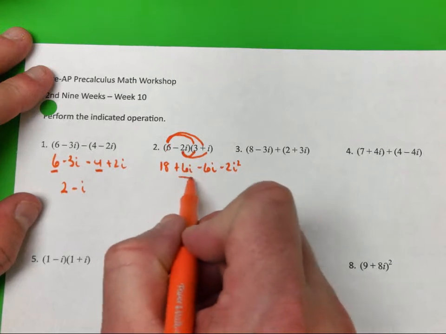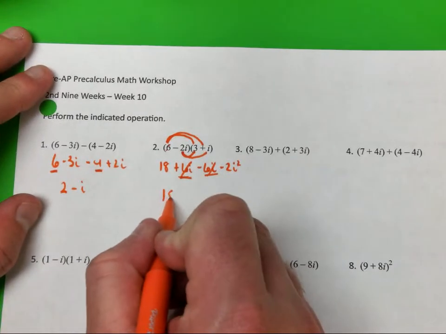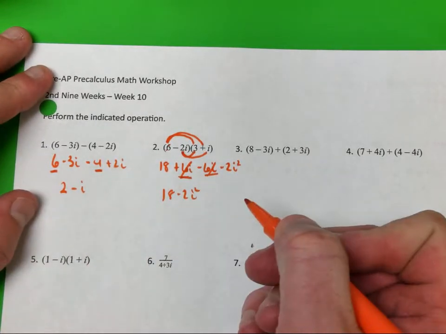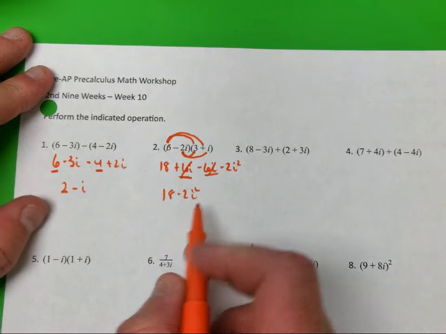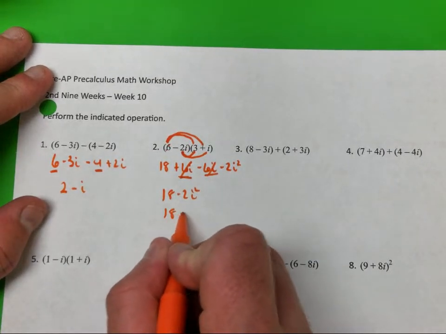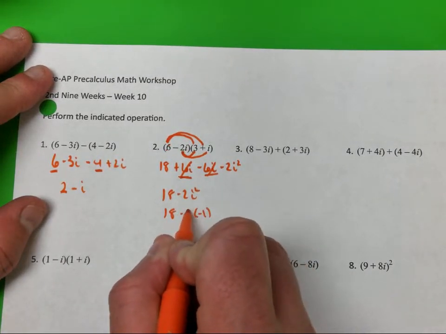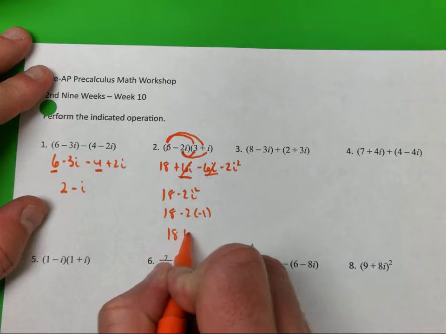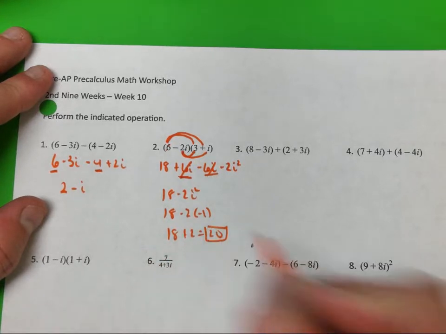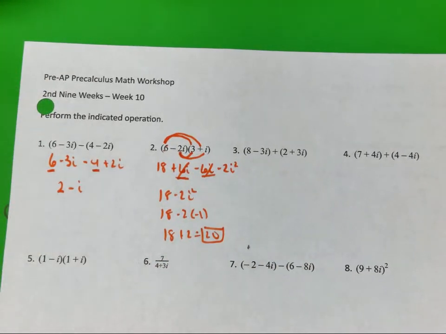Alright, these middle terms are going to cancel out. So I'm left with 18 minus 2i squared. Remember, you cannot submit anything with i squared in it. So I'm going to substitute what i squared is equal to, which is negative 1, into the problem. And I come out with 20, just 20 as my answer.